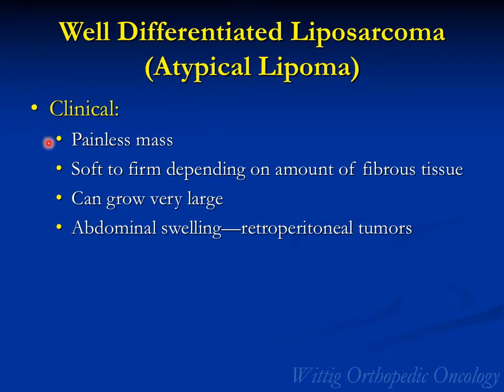Well-differentiated liposarcomas are usually painless. They don't cause pain. They're soft to firm depending on the amount of fibrous tissue. They can grow very large, and the tumors in the retroperitoneum can present with abdominal swelling.